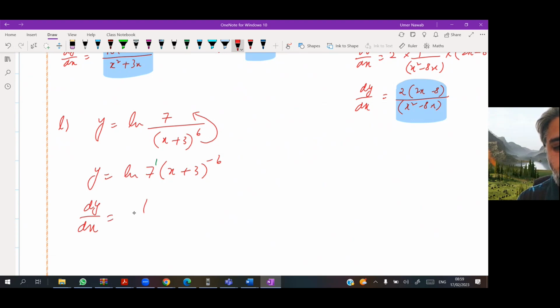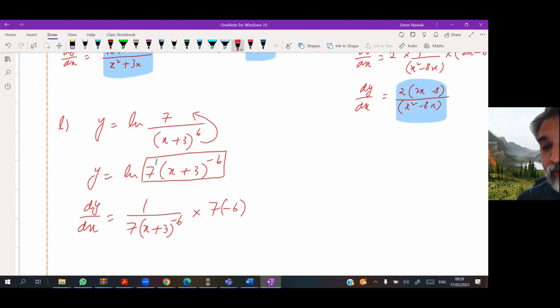Reciprocate your argument: 1 over (7x plus 3) raised to minus 6. I reciprocated it. Now, what's my next procedure? The next procedure is the derivative of this whole thing. 7 is a coefficient, I kept it. Then minus 6 goes back. The chain rule, you remember?